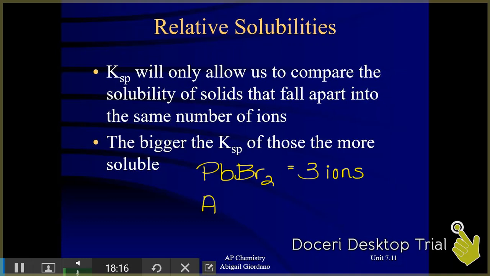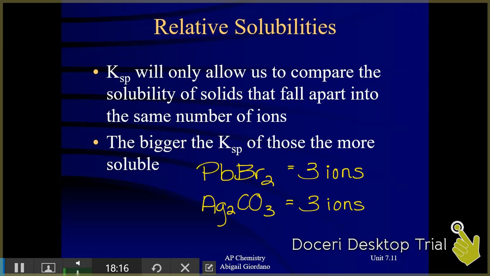Okay, how about this one? This is silver carbonate. Silver carbonate breaks down into 2 silver ions and 1 carbonate ion. That is also 3 ions. So for those 2 compounds, I could answer the question, which one is more soluble, by simply comparing their KSP values. Bigger KSP, the more soluble.